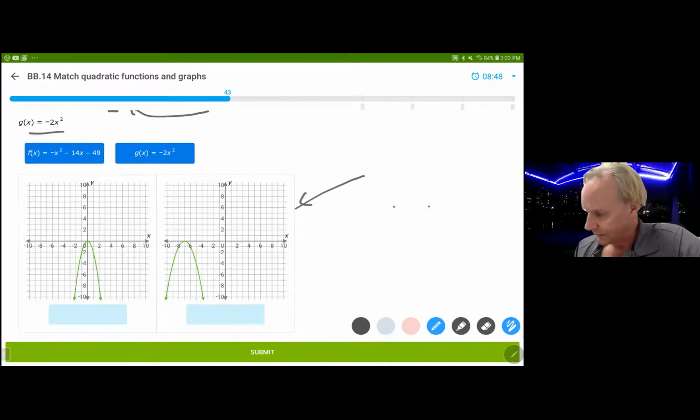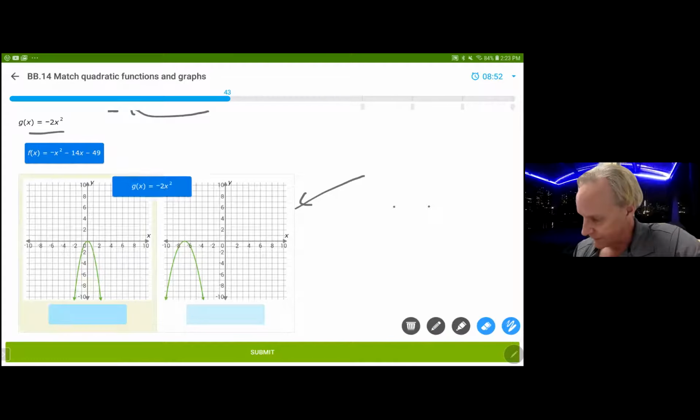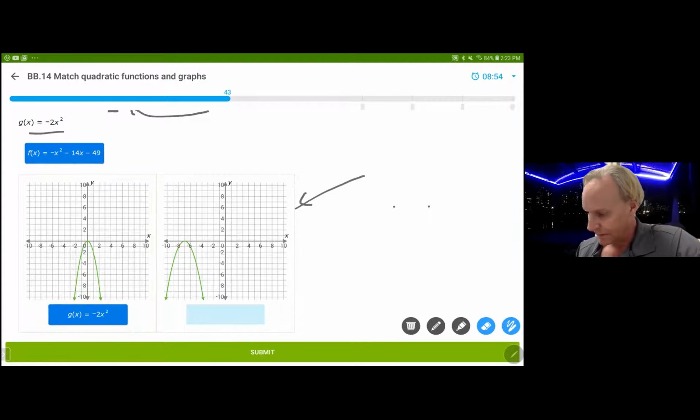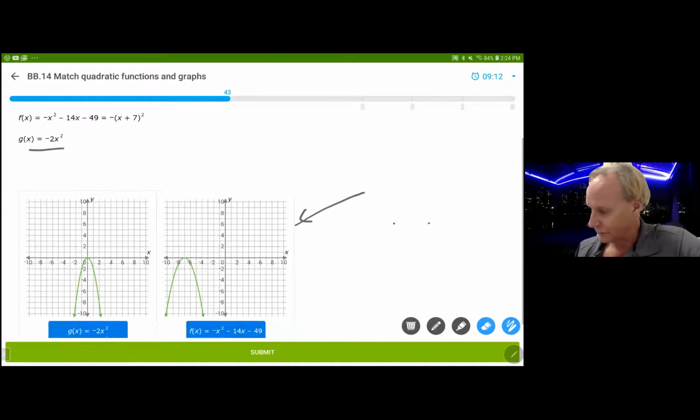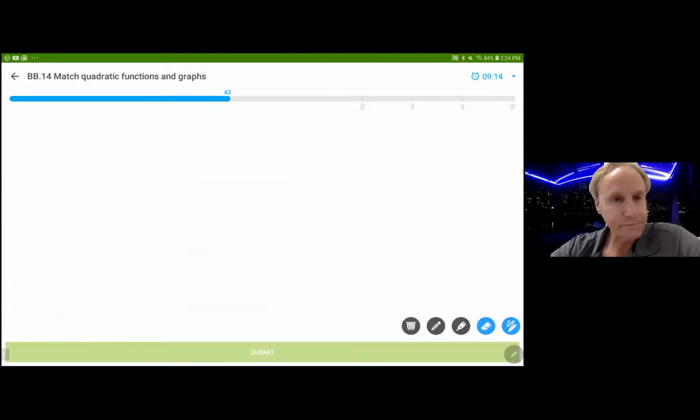So this one, let me use my eraser, there we go. This one is extra steep and it goes through 0, 0. This one, they gave you the factors, and let me move it up just a little bit. Those factors tell you that -7 will give you the 0 for the squared term, which is where your vertex is located.